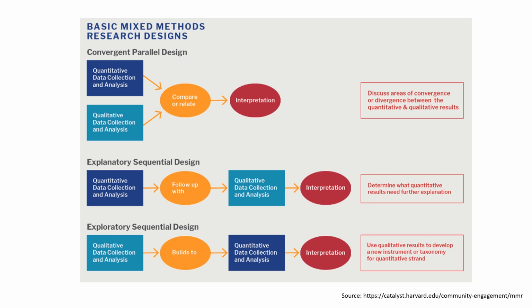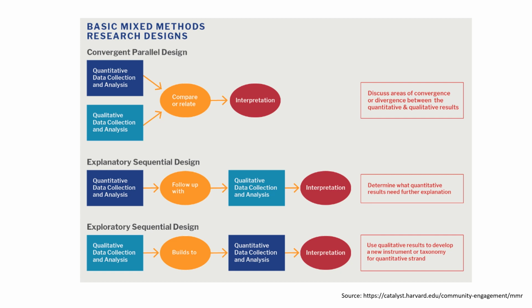You could also have explanatory sequential design, where you first do your quantitative data collection and analysis, and you follow that up with a qualitative data collection and analysis. You want to determine which results need further explanation. So once you do your quantitative data, you go on now to follow up with qualitative data just to get further understanding of what you're studying.